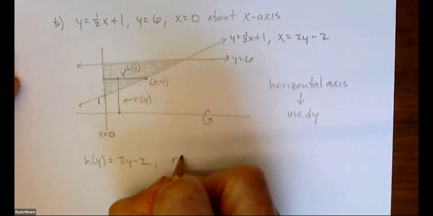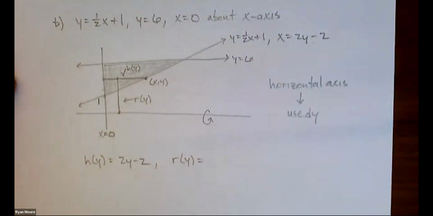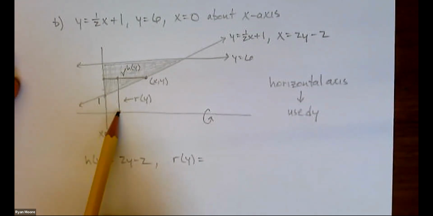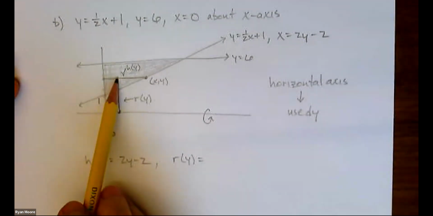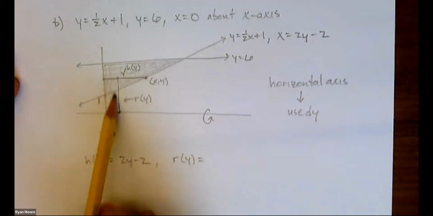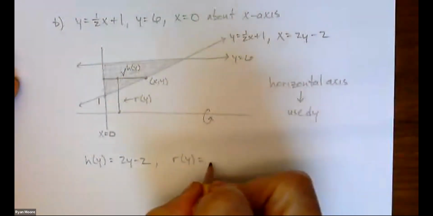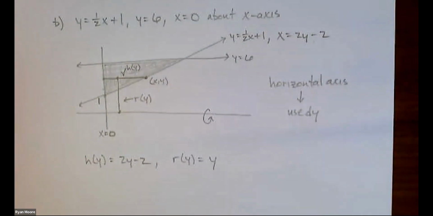How about r of y? What is the distance from the x-axis up to that in terms of y? Well, that's it. It's just y, the y value. So kind of a similar idea to the last example. And there we go.